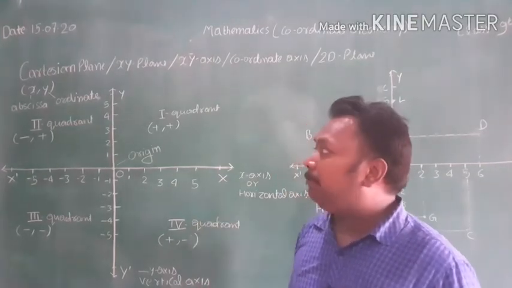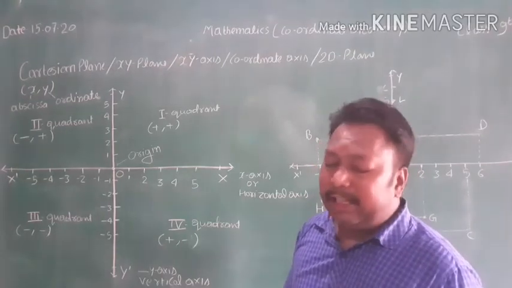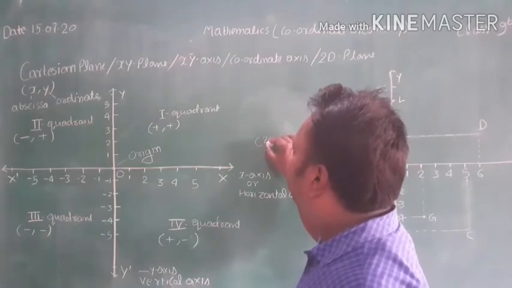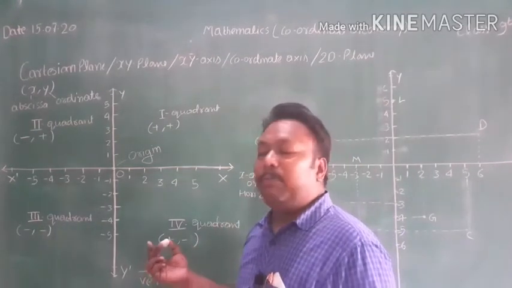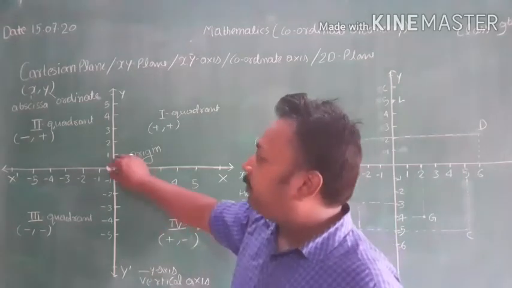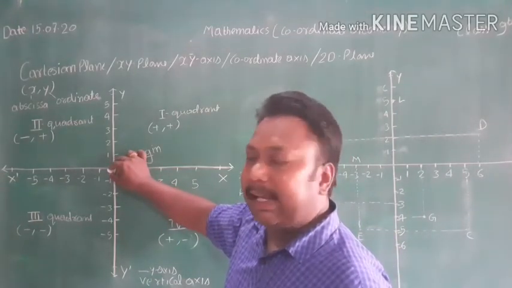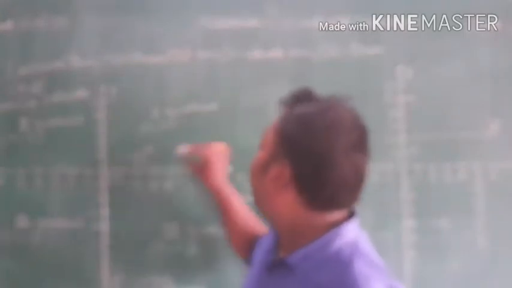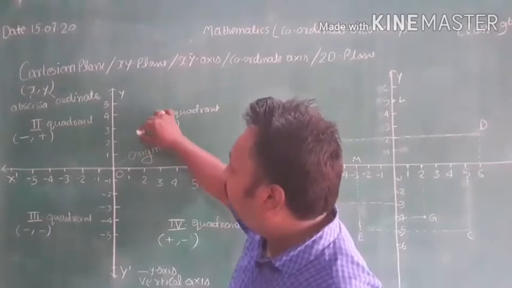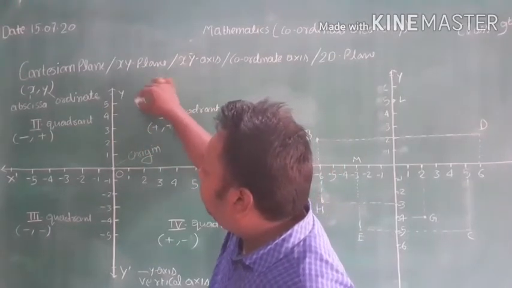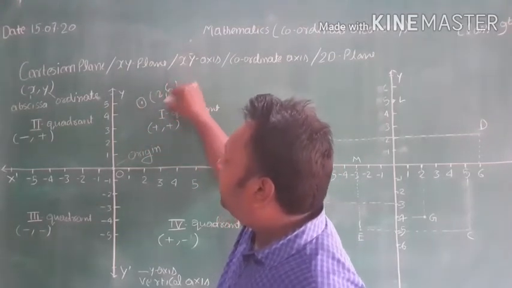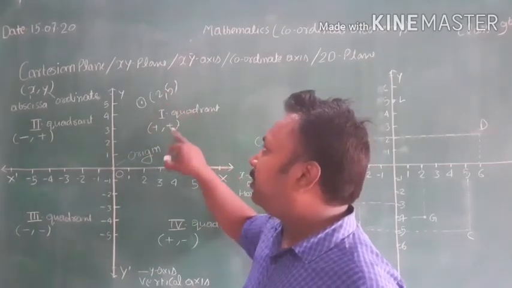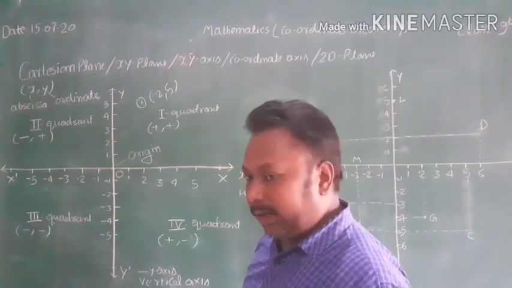So how will we plot the points? First we travel on the x-axis. Suppose we plot the point (2, 5). On plotting the point, we start from the origin. First we travel 2 points on the x-axis. Then we travel 5 on the y-axis: 1, 2, 3, 4, 5. So the position of (2, 5) is in the first quadrant, because both are positive, so it comes in the first quadrant.